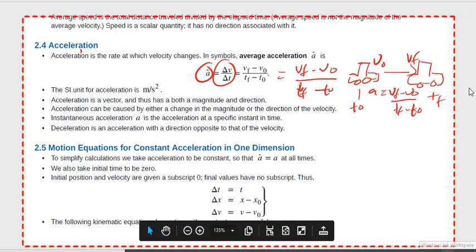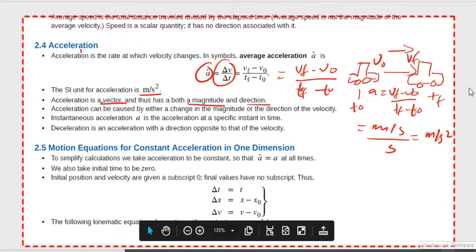The unit for acceleration: the velocity unit we have is meter per second, divided by second. This becomes meter per second squared. This is the SI unit for acceleration. Acceleration is also a vector quantity, thus it has both magnitude and direction. So the body moving in this direction will have the same direction as the acceleration of that object.